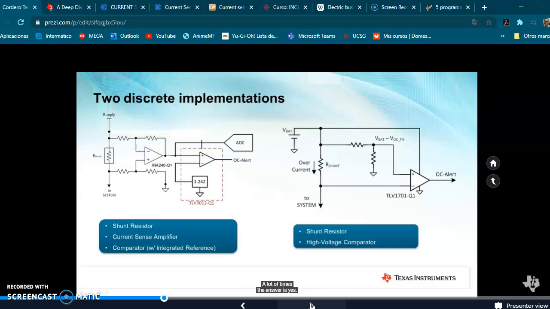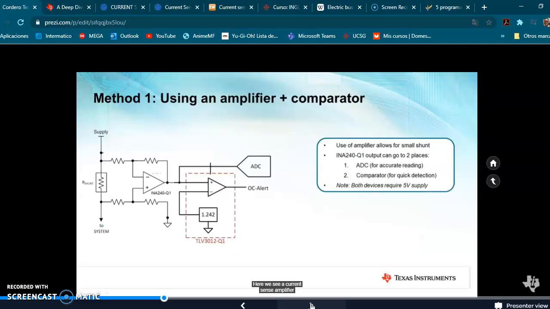As a system designer, the first question you can ask yourself is, do I need an amplifier? A lot of times, the answer is yes, and in the next slide, we'll discuss this method in more detail. For many applications, though, a simple comparator can work just as well, and we'll go over when to use which solution in the following slides. Let's start first by analyzing the circuit on our left. Here we see a current sense amplifier used to measure the current through the shunt resistor. We then compare the measured value to a predetermined threshold using a comparator with an indicator reference, which is shown via the red dotted lines.